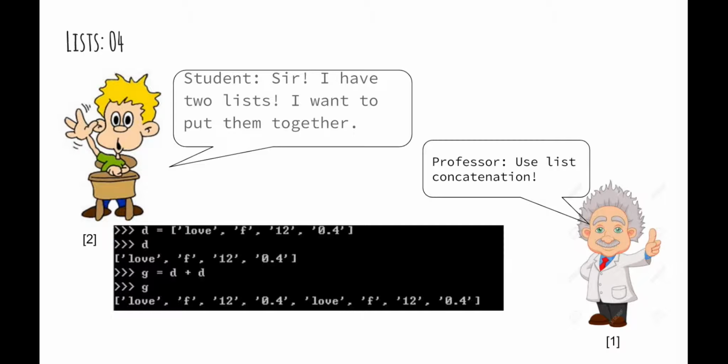Let's create a new list D and give it 4 elements: love, F, 12, and 0.4. And right now we want to add B and D together to form a new list G. This isn't difficult at all. We can simply use the plus operator to concatenate two lists.